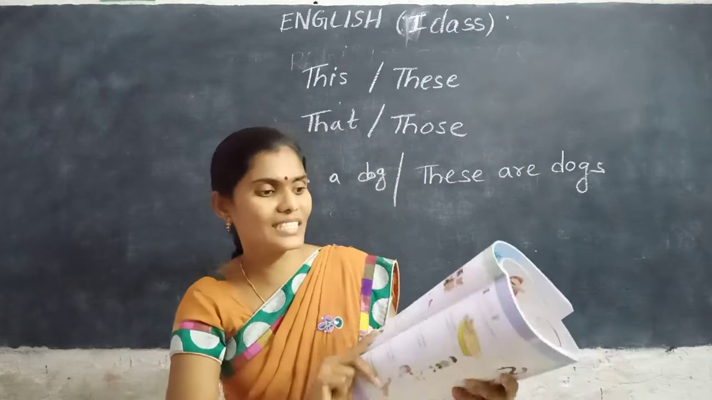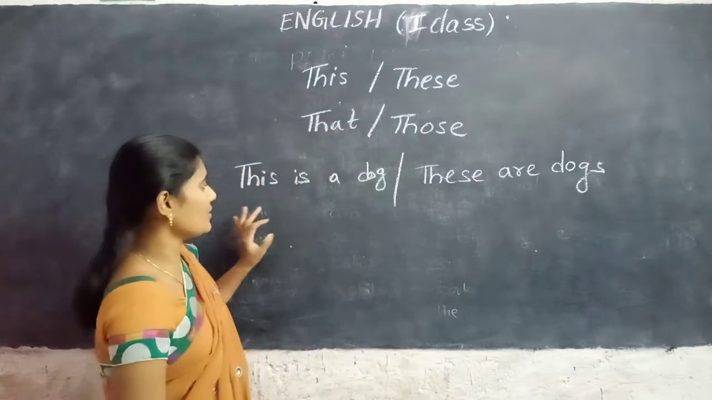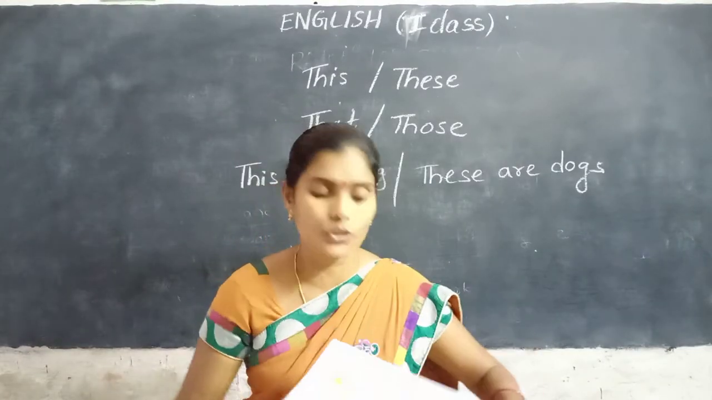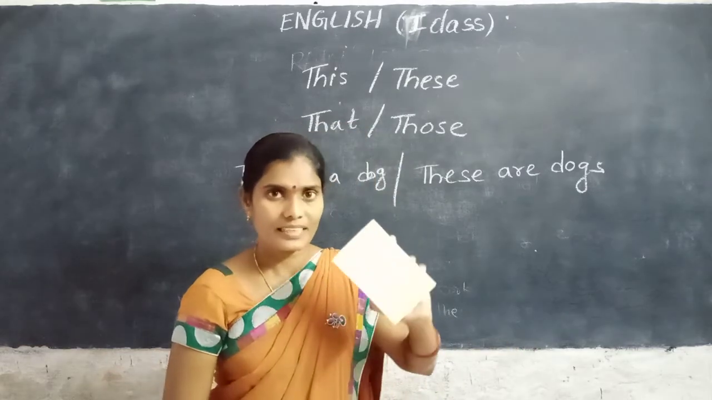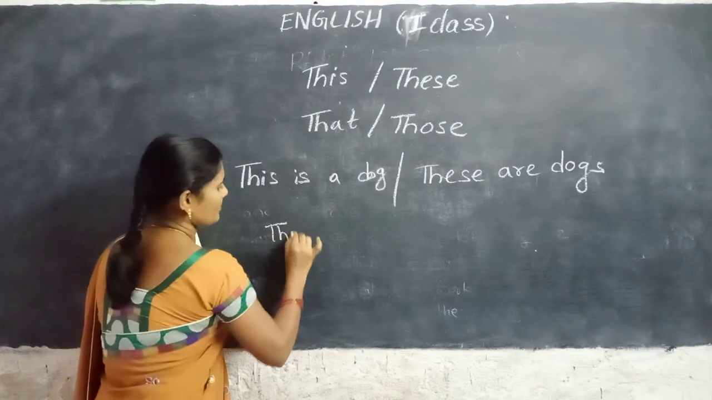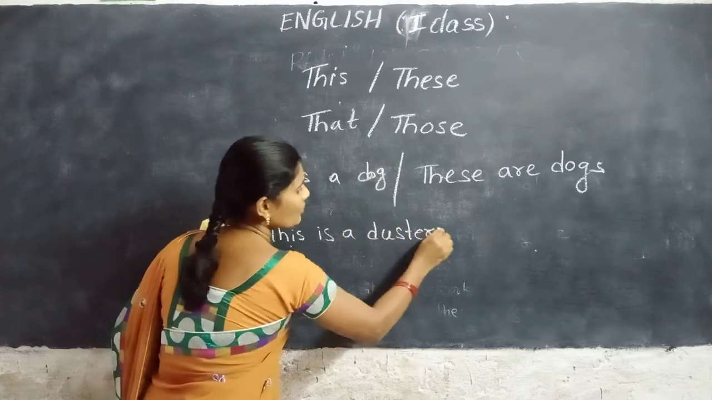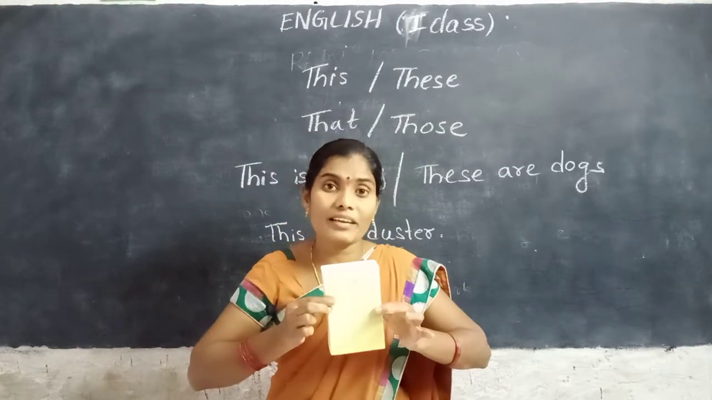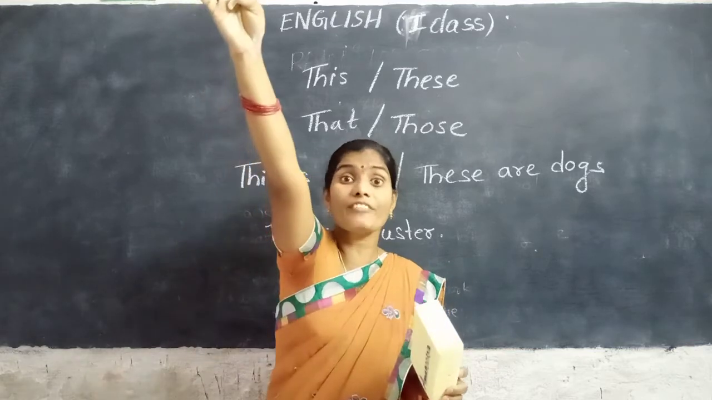And now, this to that. If the pencil is near to you here, duster is near to me. The pencil is near to me. So I said this is a duster. Pencil naa daggara. Sorry, the duster is near to me. The duster naa daggara undi kabatti emannanu, this is a duster.